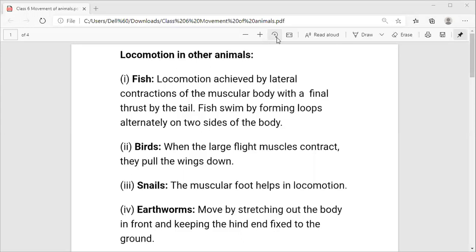So in this chapter, a few animals have been discussed, like fish, birds, snails, earthworms. So children, there are different animals and they show different movements. Like fish lives under the water and it shows movement in different directions. So we are going to discuss in detail how different animals show their movement. So let's read one by one.